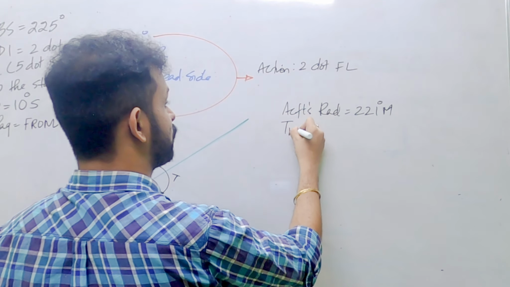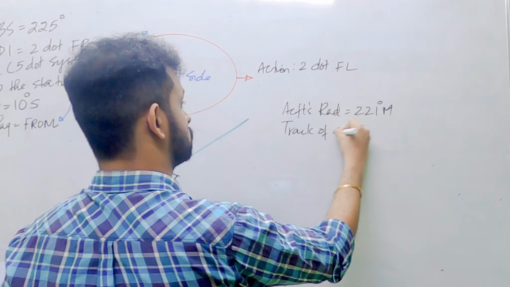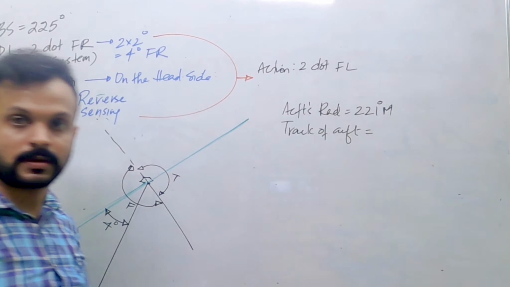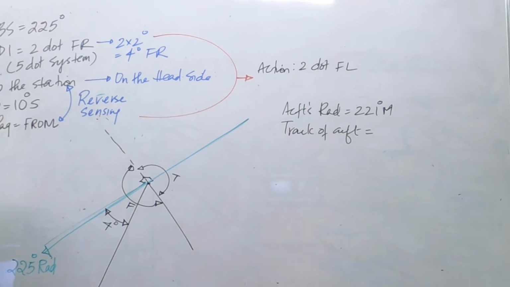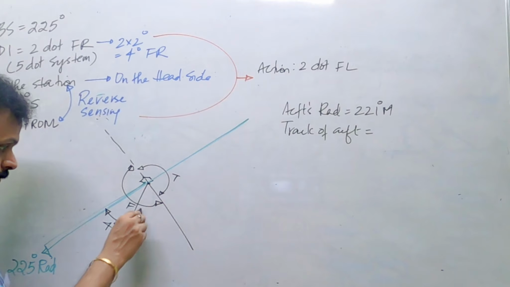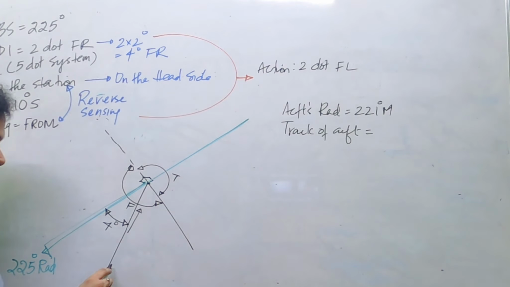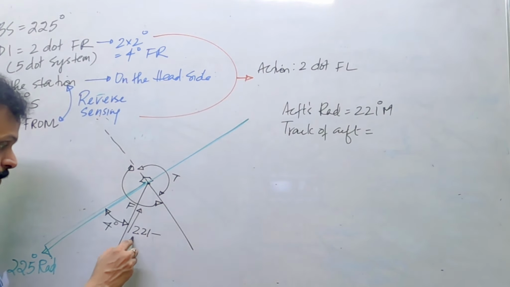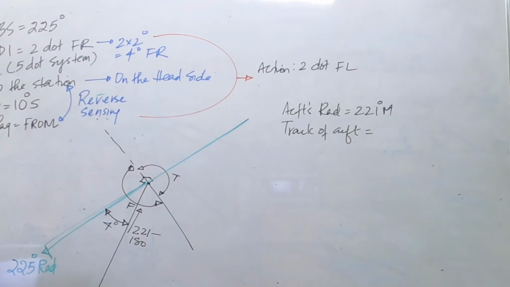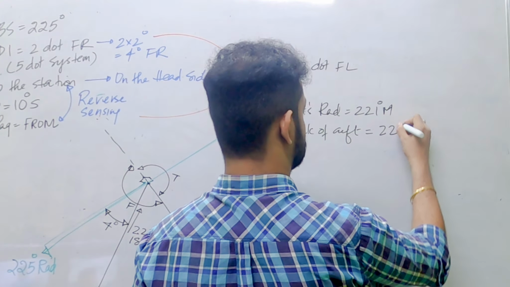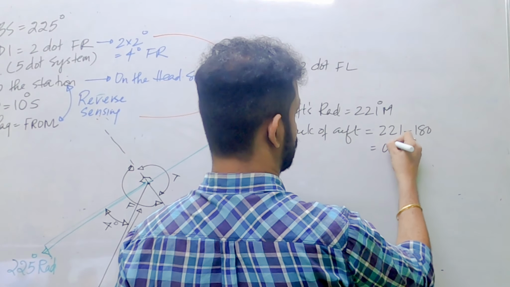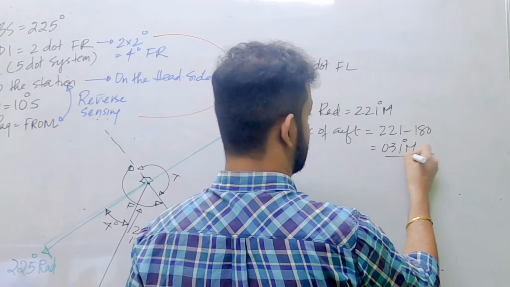Now, what is the track of the aircraft? You think logically. Flying to the station. Exactly, that's right. So the aircraft is flying to the station on the 221 radial. So the track is 041. Exactly. So how do you find that? It's 221 minus 180, right? Therefore, that is 041 degrees magnetic is the track of the aircraft.